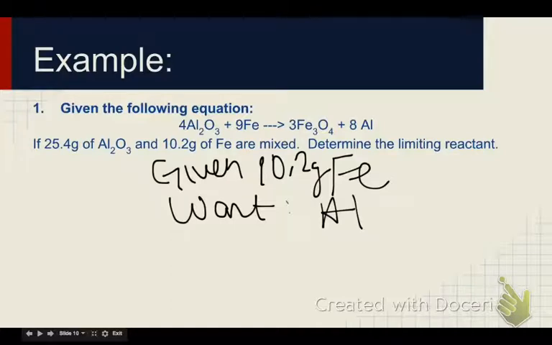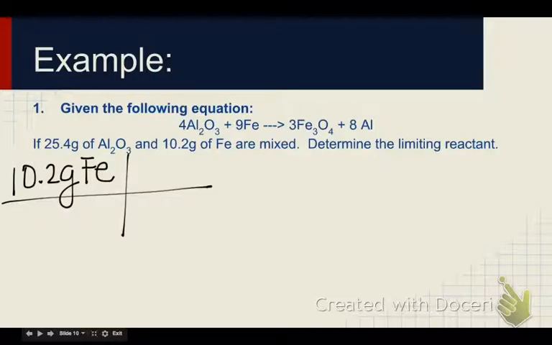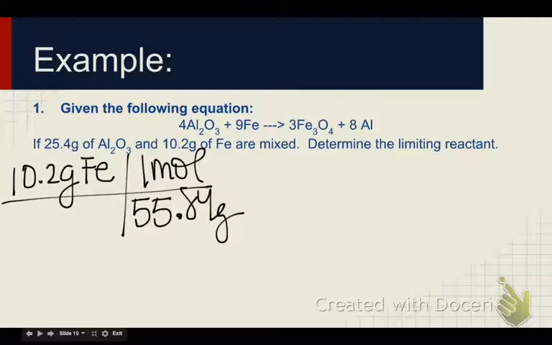Now I'm going to use my 10.2 grams of Fe and try to figure out how much aluminum I would make, okay? So 10.2 grams of Fe. Again, using molar mass, mine is 55.84 grams per mole. Because I want to figure out moles, 1 mole is going to go on top, 55.84 grams on bottom. Now I want you to go ahead, pause me, and figure out the rest of it by yourself and tell me who is my limiting reactant. If you think you got it, then go ahead and keep playing and see if you got it right, okay?